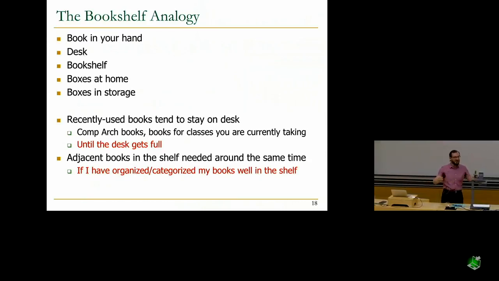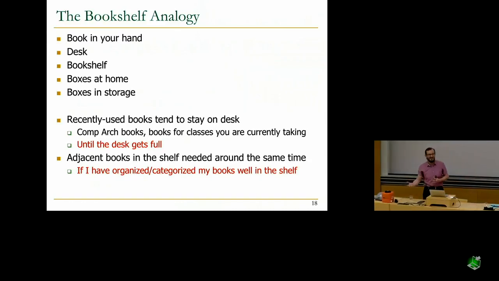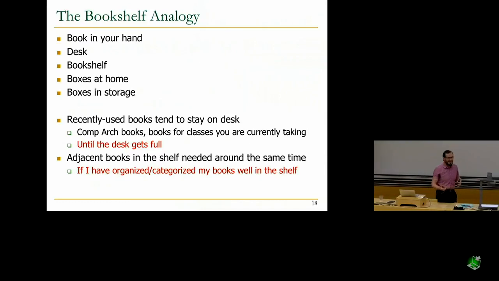And the books that you're going to need soon or that you recently used stay in the desk, probably, right? That's what happens to me, at least. And if your desk overflows, then some of the books go to the bookshelf. Those are the books that are less recently used, if you will. And some books are not used that much, so they're in boxes at home. And some books you hate are in book boxes in storage, right? You never want to see them.